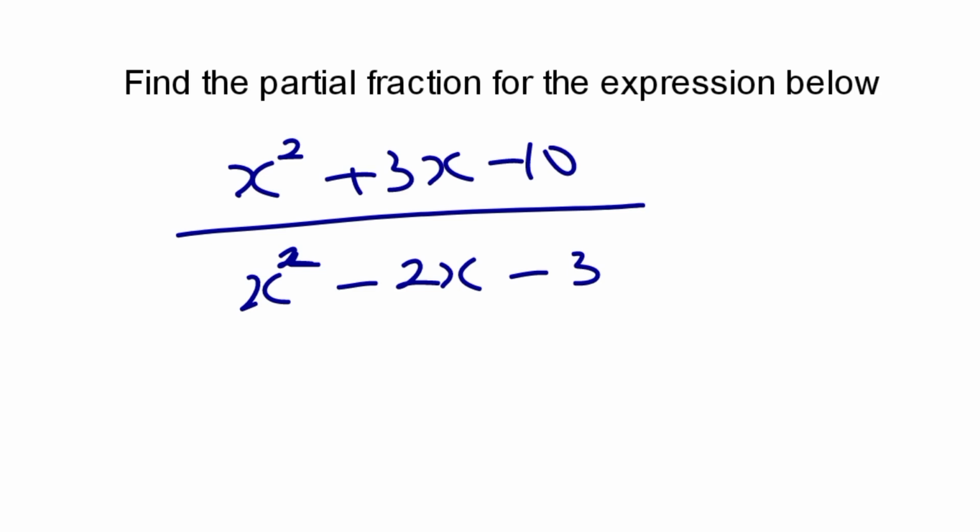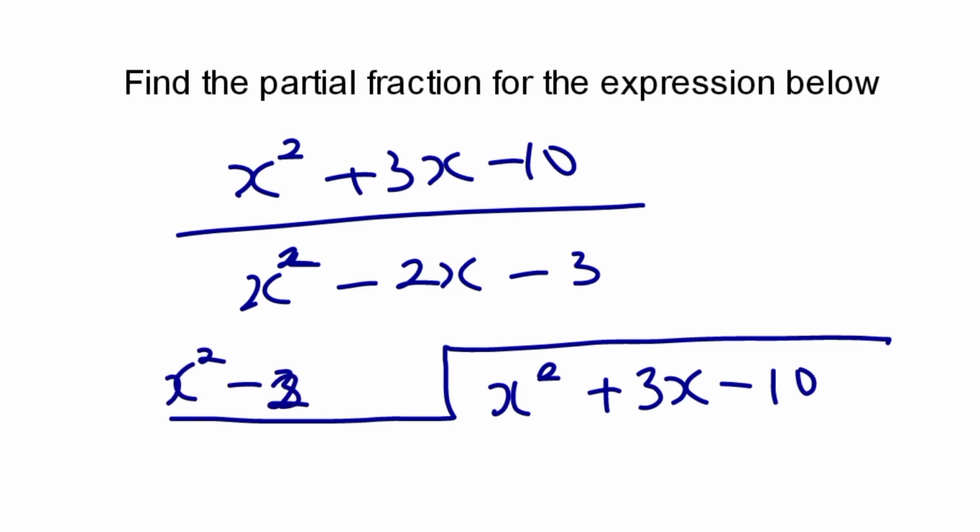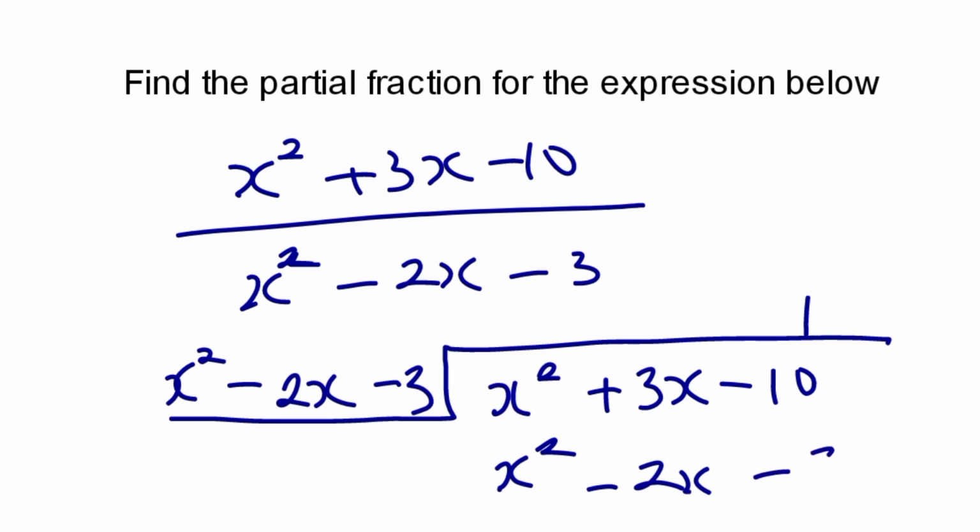So how are we going to divide that? We need to do a box like this, and inside the box we put the numerator, which is x² plus 3x minus 10, and outside the box we put the denominator, which is x² minus 2x minus 3. So how can we simplify this? We have x² on both sides, so multiplying by 1 is going to simplify the expression for us. 1 times x² is x². Then 1 times negative 2x is negative 2x. Likewise, this gives us minus 3.